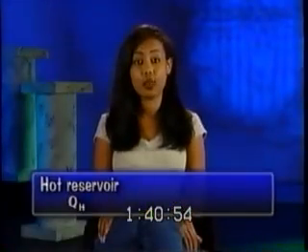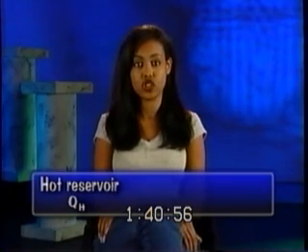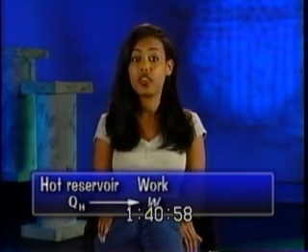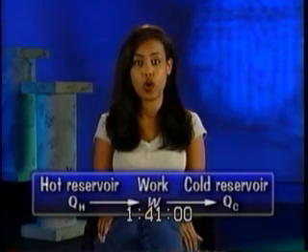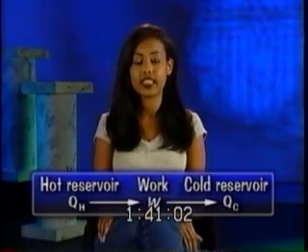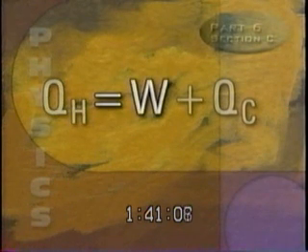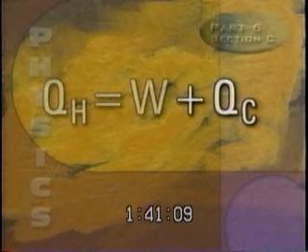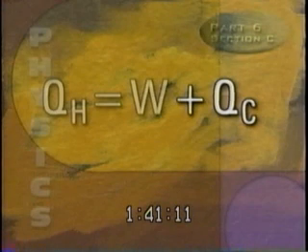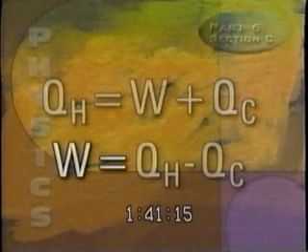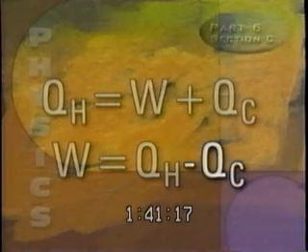Since part of the heat from the hot reservoir, Q sub H, became work, W, and the rest was deposited into the cold reservoir as Q sub C, we can say that Q sub H, the heat taken from the hot reservoir, equals W, work, plus Q sub C, the leftover heat dumped into the cold reservoir. Or if we isolate W, work equals Q sub H minus Q sub C.